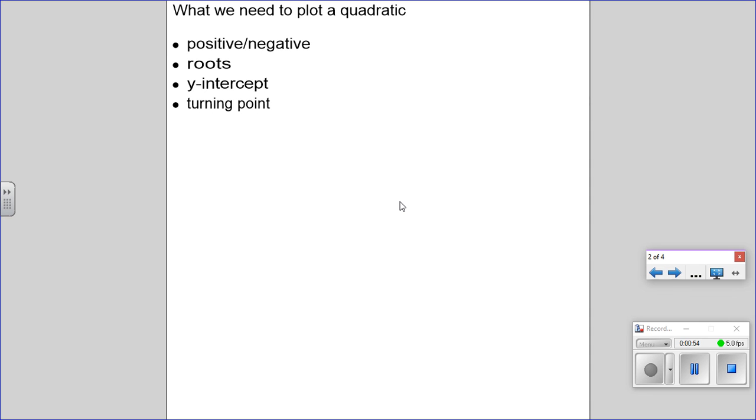All we need to know is, do you understand that the roots are where we cross the x-axis? Do you understand that the y-intercept is where we cross the y-axis? Can you find the turning point, and can you determine the shape? And that's it.